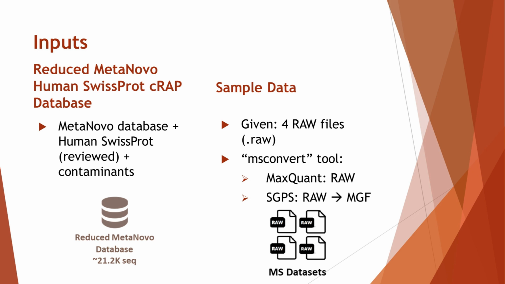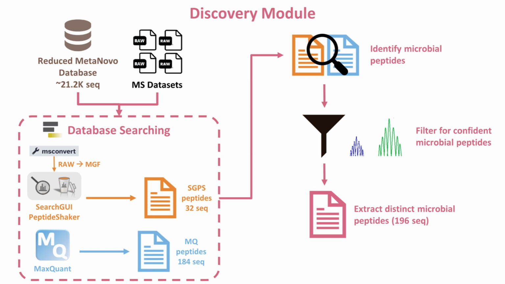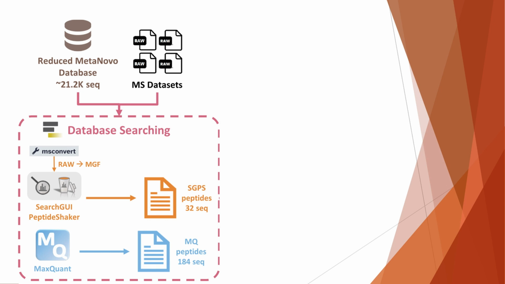Now let's cover what we are doing for peptide discovery. Here is the overview of the discovery module. As I mentioned on the last slide, inputs for database searching will be the reduced MetaNovo database from Module 1 and our sample MS datasets.